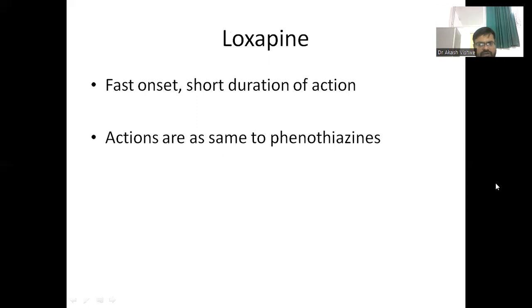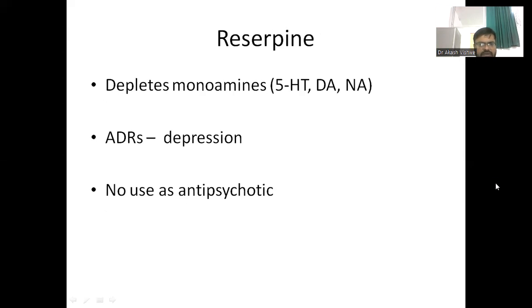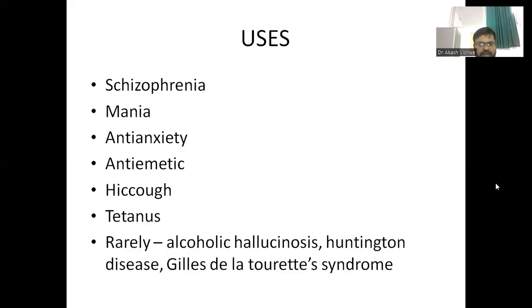Loxapine, fast onset, short duration of action. Actions are the same as phenothiazines. Pimozide, potent dopamine, weak alpha and cholinergic receptor blocker. Low ANS ADRs. Used in psychosis and Tourette's syndrome. Reserpine depletes monoamines. ADRs: depression, no use as antipsychotic.